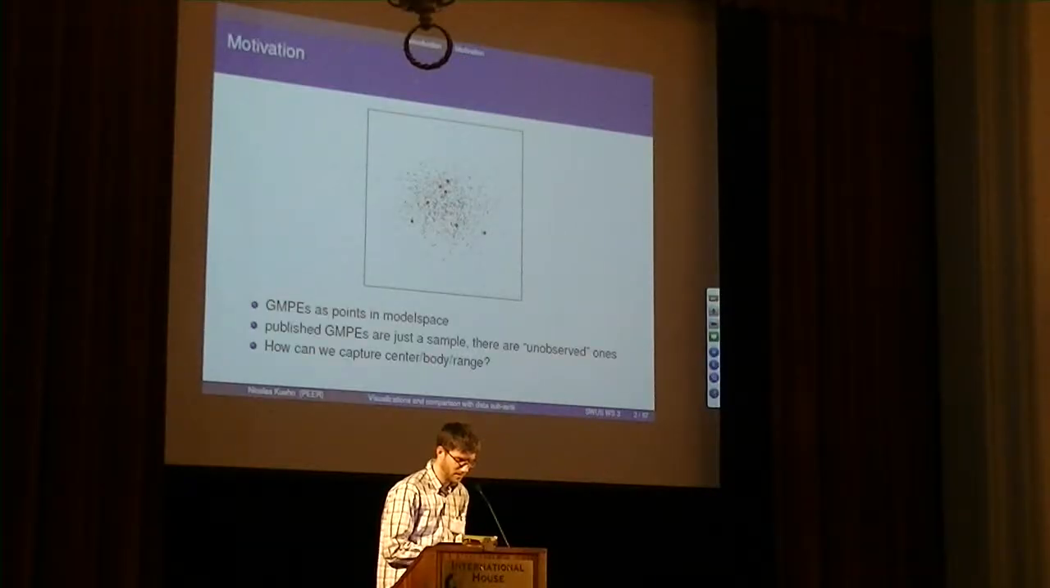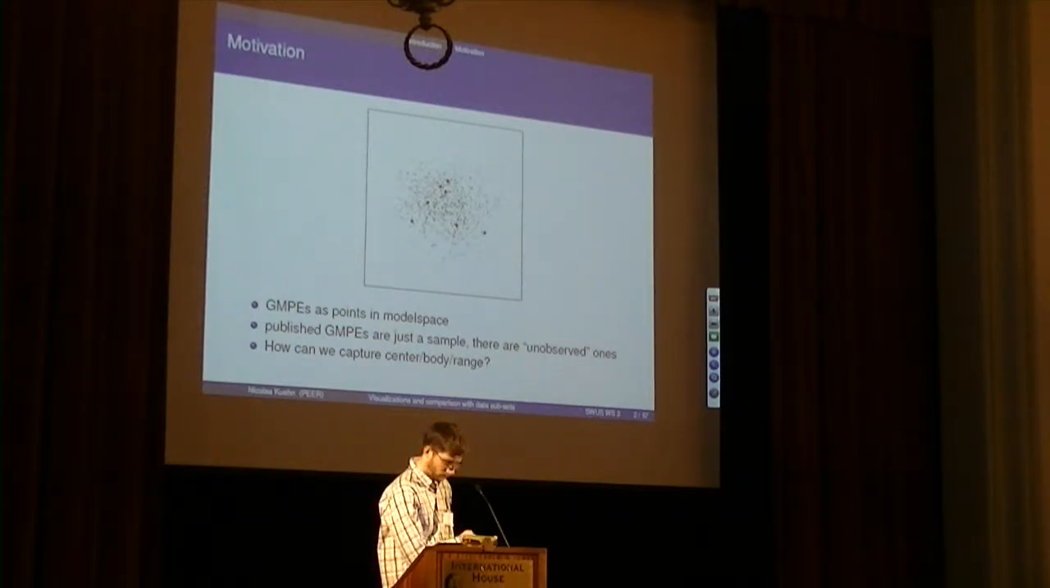But what we're assuming is that there are many unobserved GMPEs. Just imagine if you had done the NGA project with 10 development teams instead of 5, you would have 10 different GMPEs instead of 5. And if you had more data, there would still be different GMPEs. And the question is, can we capture the center, body, and range of the unobserved GMPEs only with the observed GMPEs? So basically, how can we go from the red dots, which are the observed GMPEs, to the gray dots?